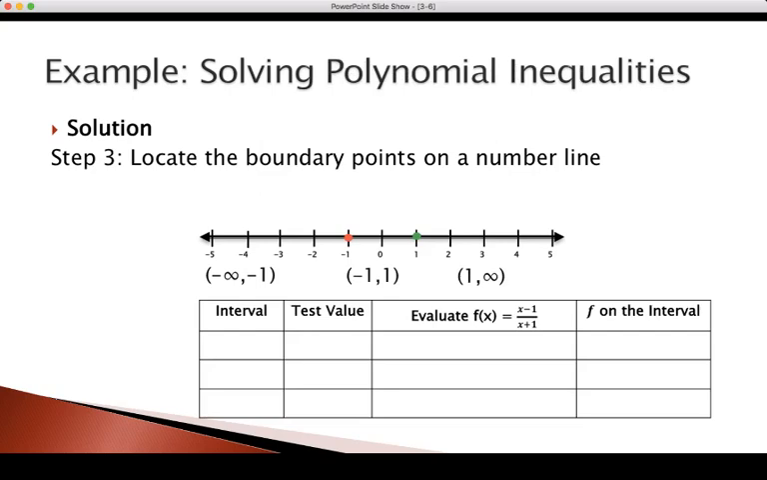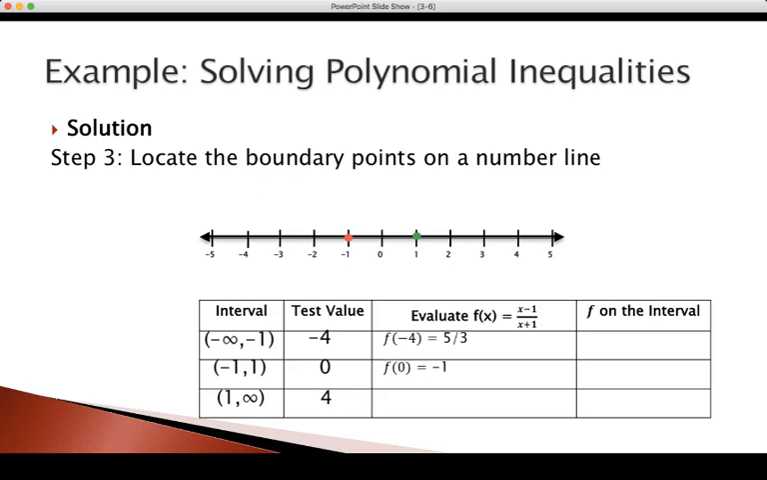Now we need to pull a test value out from each one of these and evaluate f at that test value. So let's pull our intervals down here, shall we? And now let's pull a test value out from each interval. Let's pull out negative 4, 0, and 4, just like we did on that last example. Now let's evaluate f at these points. f of negative 4 is equal to 5/3, f of 0 is equal to negative 1, and f of 4 is equal to 3/5. From this, we can conclude on the interval negative infinity to negative 1, f is positive. On the interval negative 1 to 1, f is negative. And from 1 to infinity, f is positive.